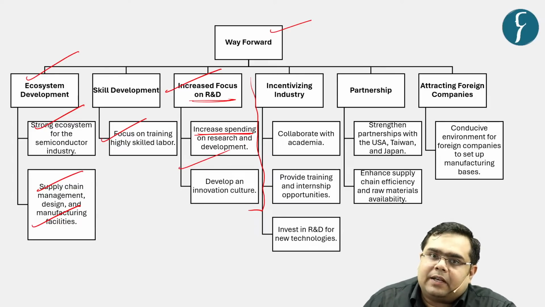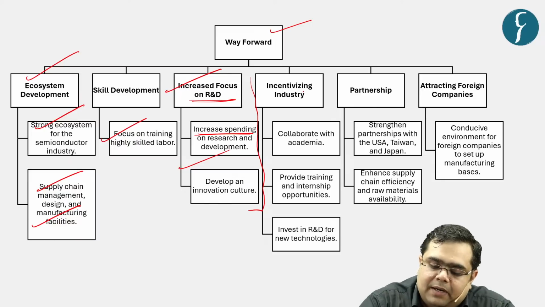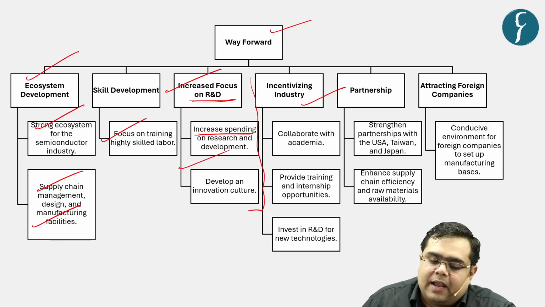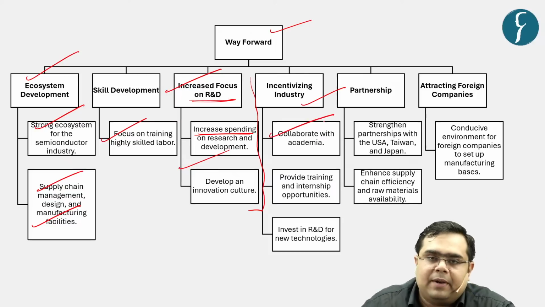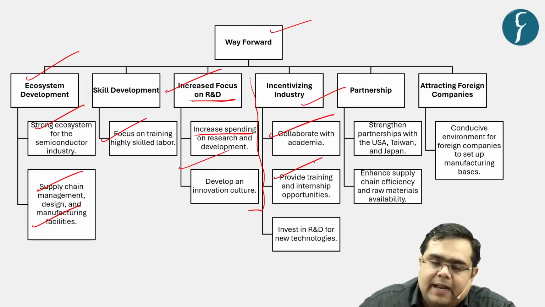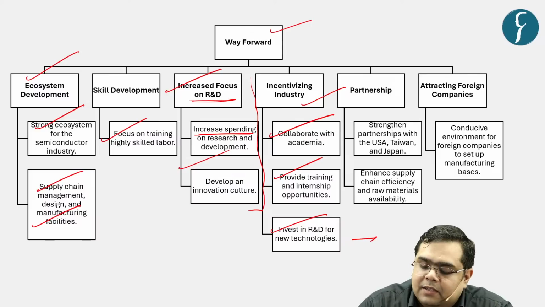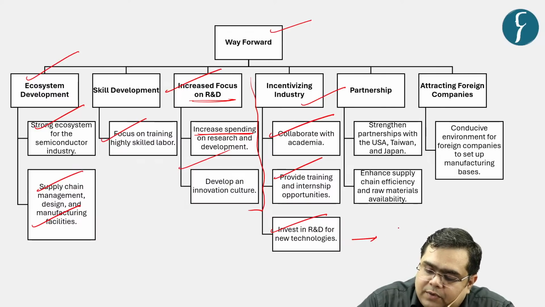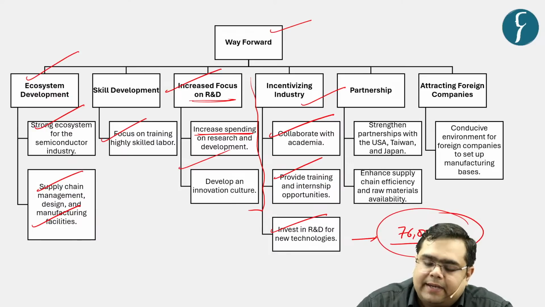Now another aspect that was the problem over here before the launch of the PLI scheme, but this particular thing has been addressed, and industry is now being incentivized. How is industry incentivized? With the help of collaboration with academia, providing training and internship opportunities, investment in R&D, and providing a lease, right, incentive of 76,000 crore rupees for the development of the entire ecosystem. Next is with respect to the partnership.